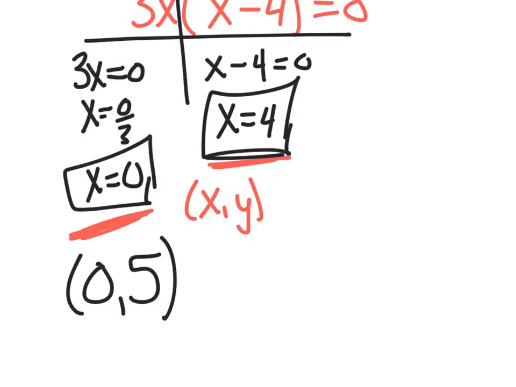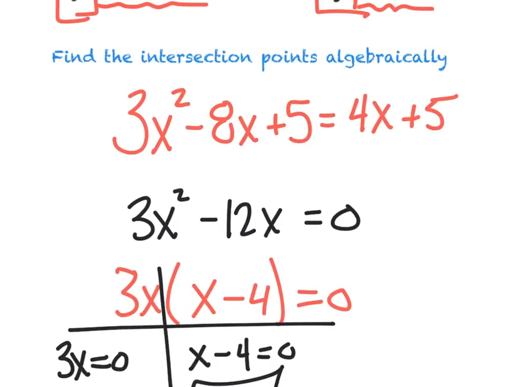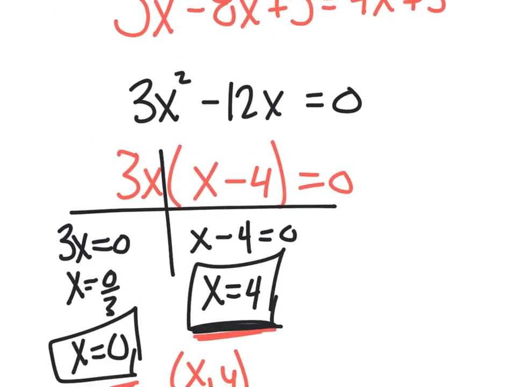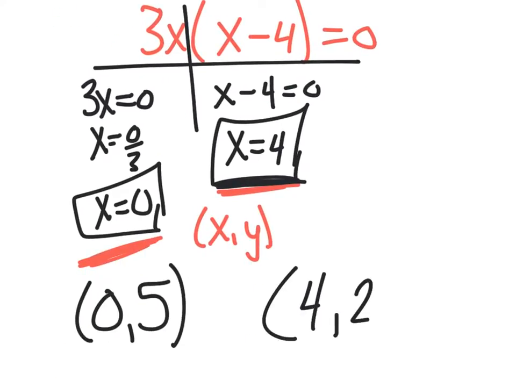And I'm going to do the same thing and substitute in the number 4. When x is 4, I'll go back to my equation, y equals 4 times 4 is 16, plus 5, I would say 21. So these are the 2 points the parabola and the line should intersect.